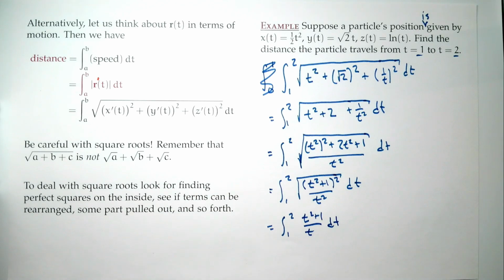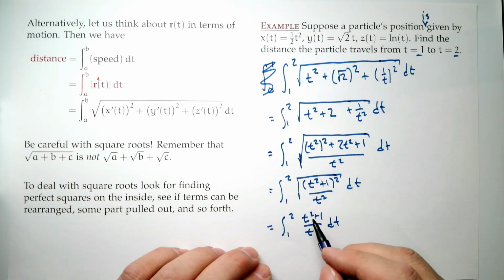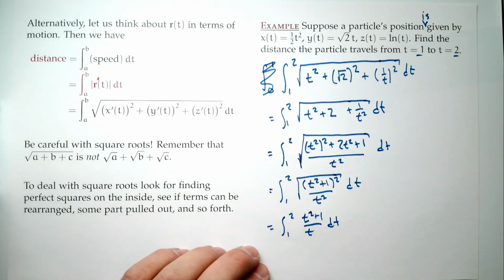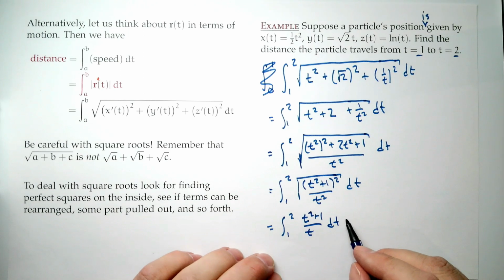Good. Are we done? No, we haven't even integrated yet. But we've done the hardest part. We've handled the square root. Well, how does one go about integrating t squared plus 1 over t? Break it up.